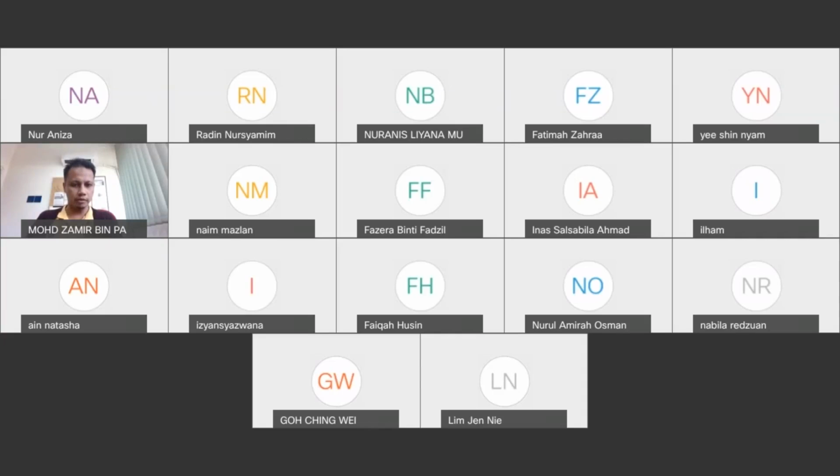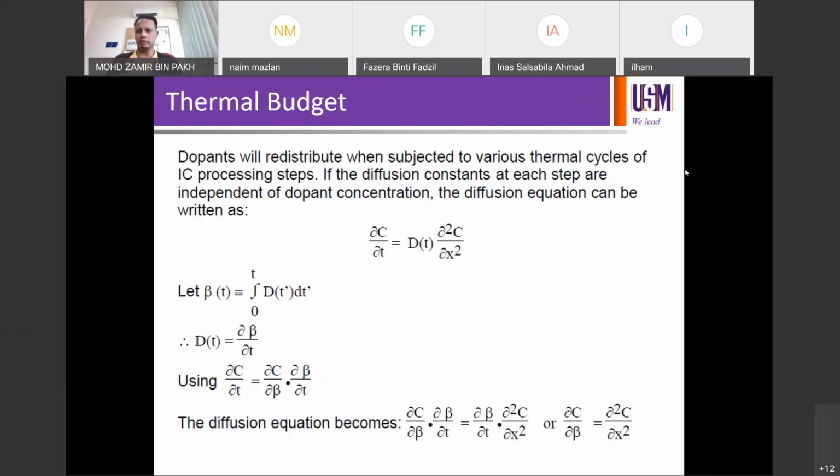So that is thermal budget. Let's go back to the slides. Right, so that's basically the essence of thermal budget. You can see here, if the diffusion constant at each step is independent of dopant concentration, the diffusion coefficient can be written as this.